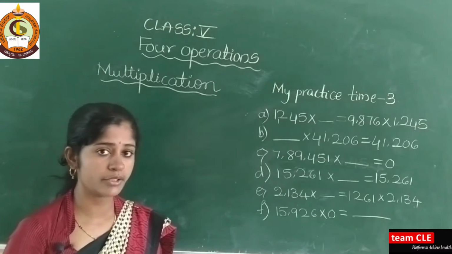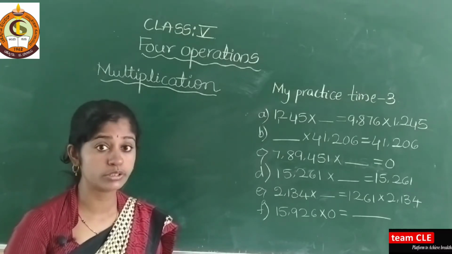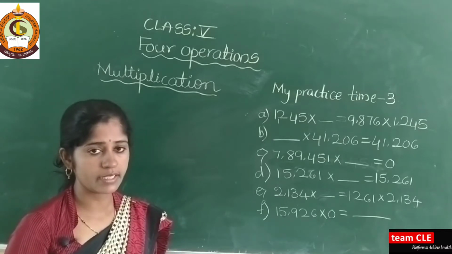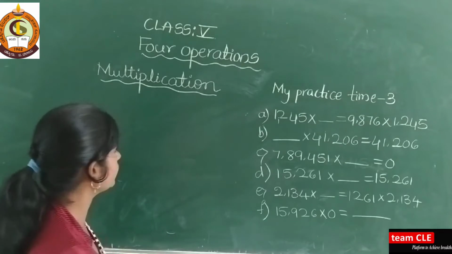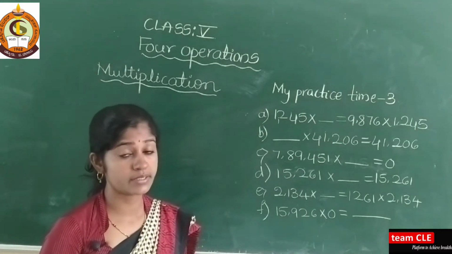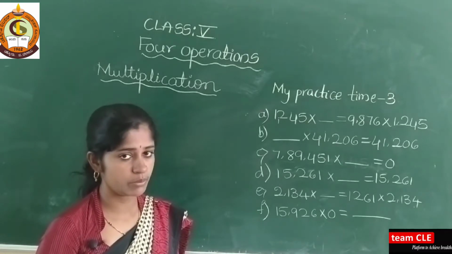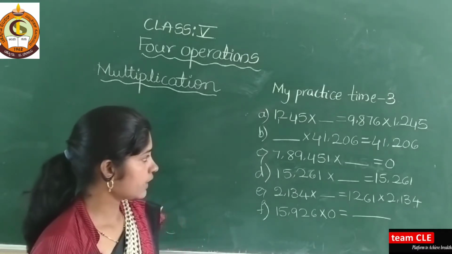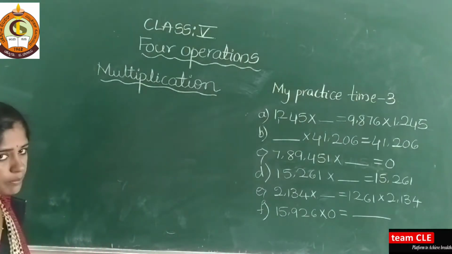And I would like to clear one thing. For this you must and should know tables. At least you should know 2 to 15 tables, then only you are going to solve multiplication examples. So please keep practicing tables every day and try to write tables in your book every day. Then let us start today's class, and that is multiplication.